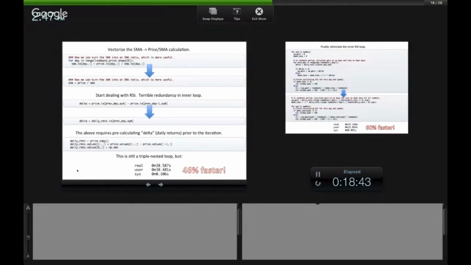Vectorizing the SMA to price SMA calculation is trivial. I won't talk about it. The hard part, RSI. RSI was really hard to vectorize on purpose. I kind of hated myself for picking it.